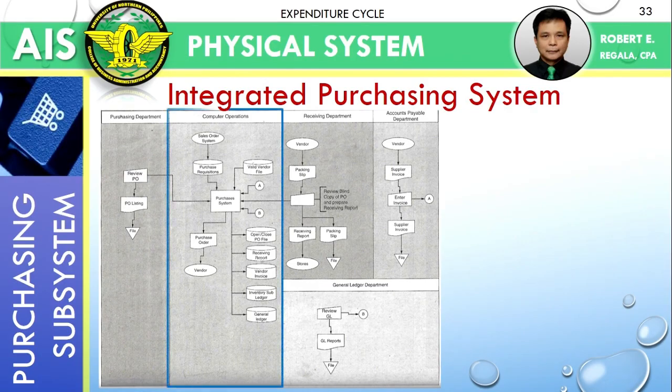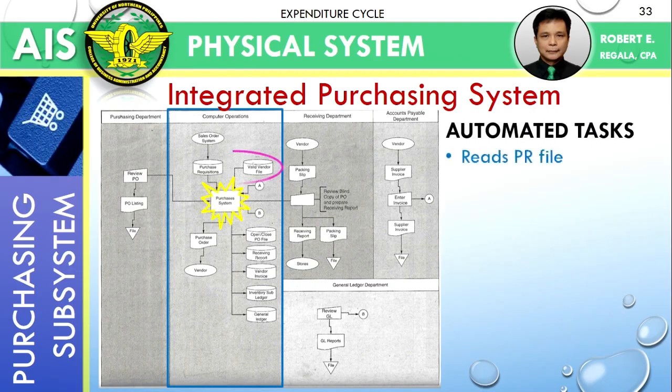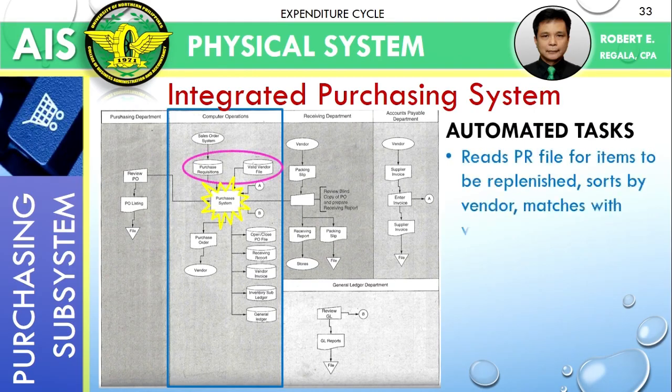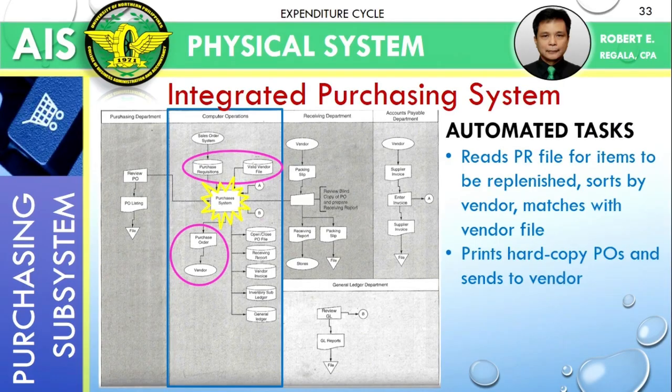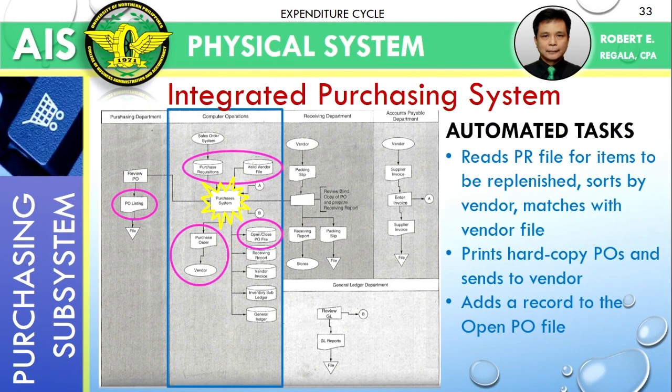Computer operations. The purchases computer application performs the following tasks automatically. 1. The system reads the purchase requisition file for items that need to be replenished. The requisitions are then sorted by the vendor and matched against the vendor file for vendor address and contact information. 2. Hard copy purchase orders are prepared and sent to the vendor. 3. A record is added to the open PO file. 4. A digital transaction listing of POs is generated, which is downloaded by the purchasing agent, reviewed, and filed in the department.